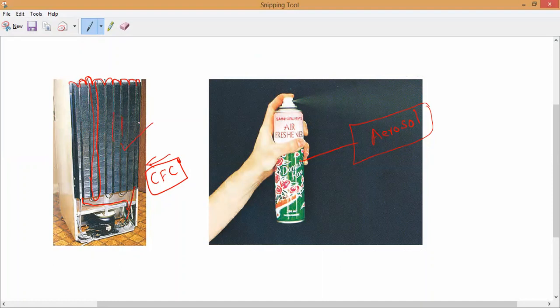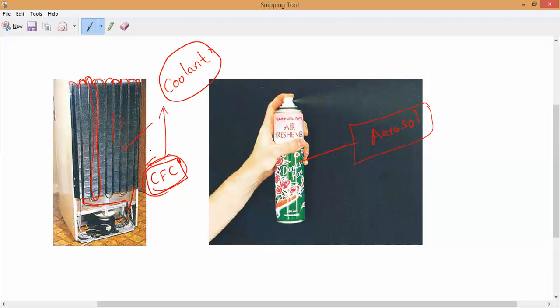So if you use an air conditioner, what is the use of this CFC? We are using it as a coolant. Do you understand, guys? We are using it as a coolant, which will take the heat energy from the atmosphere or from inside the fridge and will make the inside very cool.